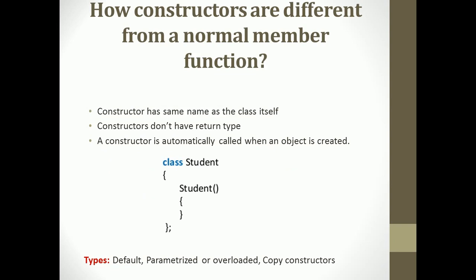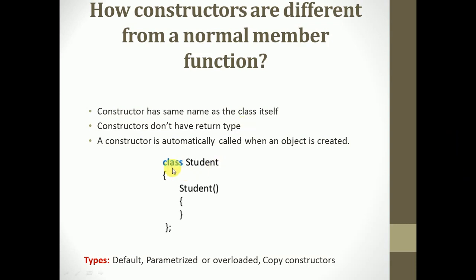The main difference is that a constructor is also a function which has the same name as that of the class name. The second important point to remember is constructors do not have any return type, not even void. The third important point to note is a constructor is automatically invoked when an object is created. So once the object is created, the constructor is called automatically in the program.